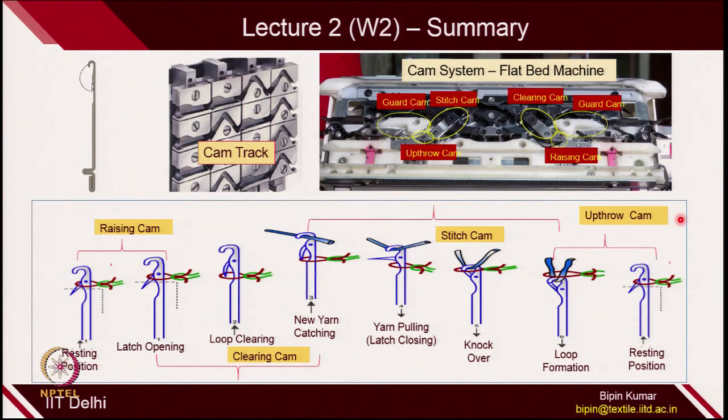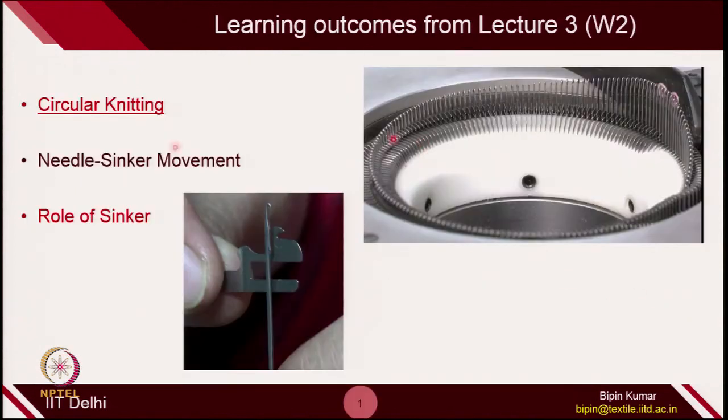Now we are going to change the technologies. In this particular lecture, we are going to introduce you to new technologies related to circular knitting. As the name suggests, in circular knitting the knitting is done in a circular fashion. The new element I am going to give more emphasis to is called the sinker. In the last lecture I also introduced the word sinker and how the sinker loop is formed. But this time you are going to see a new element, the sinker, which plays a major role in knitting on a circular knitting machine.